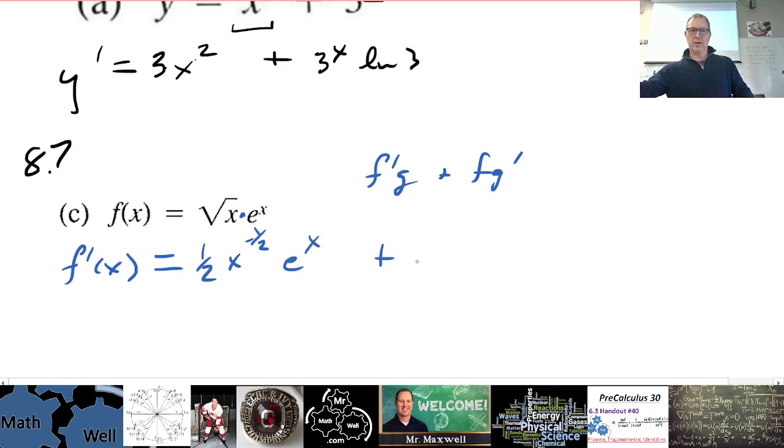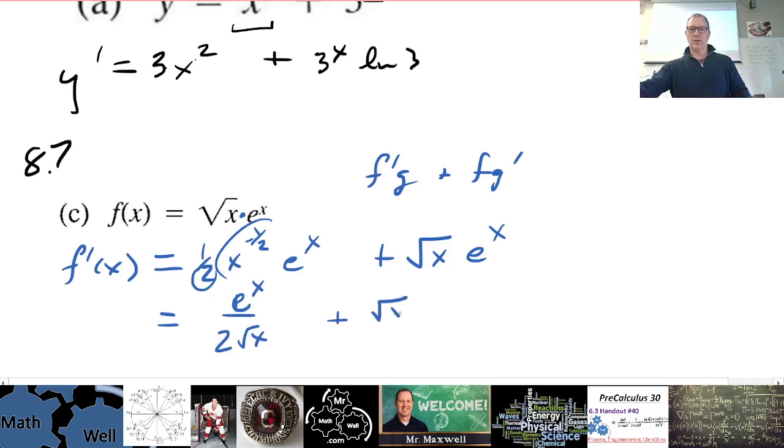Do you want to do root x or x to the half? What do you think? Root x, sure. The first times the derivative of the second, e to the x. Yeah. All right. So that's the first step. That's differentiation. That's using the power rule and all your rules. Okay, so now simplifying. This 2 is on the bottom. This is a 1/2 root x, and then times e to the x. So this would simplify to something that looks a little more like this, and then root x e to the x.